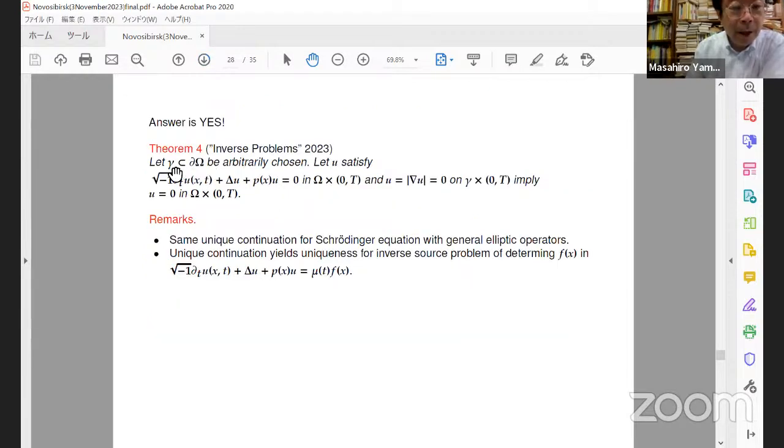This year's published result: gamma is arbitrarily chosen. Then U satisfies the homogeneous Schrödinger equation, and on any small part and for any capital T, the Cauchy data are zero. Then we can conclude that U vanishes identically. The proof is a bit technical, and roughly speaking, it changes the Schrödinger equation to an elliptic equation. Some applications I will skip.